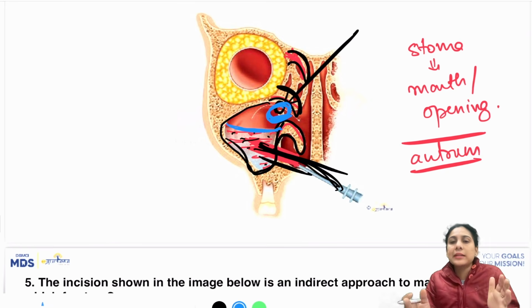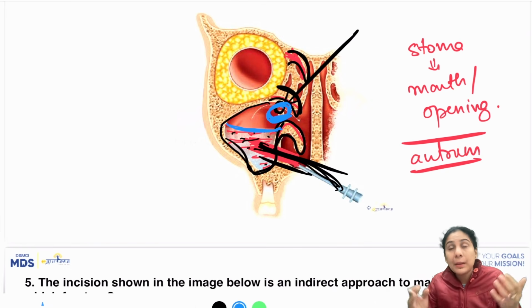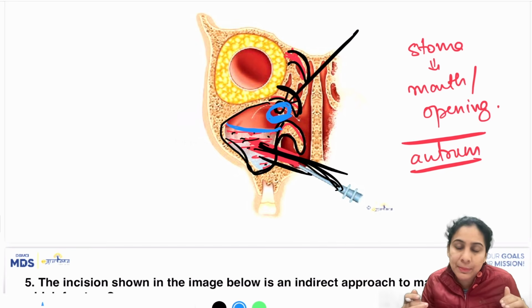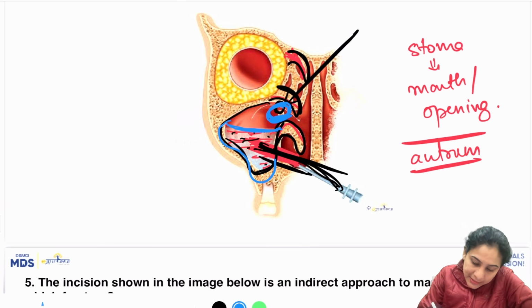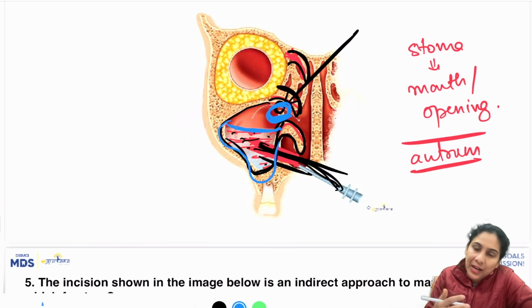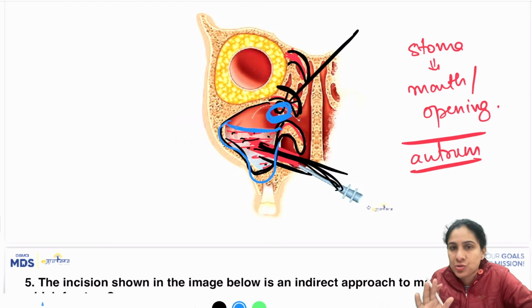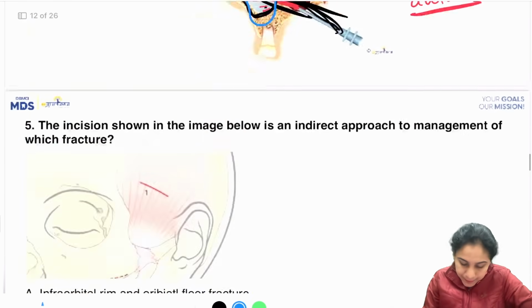That is the reason why we give it slightly higher in children through the middle meatus, depending on the level and pneumatization of the sinus. And in the elderly, where the sinuses have pneumatized much below the inferior meatus, we fracture the inferior meatus for antrostomy. I hope this concept is clear. If it is not clear and you want me to come back to it, you have the Telegram group. You can ask me there and I'll be happy to explain it again.